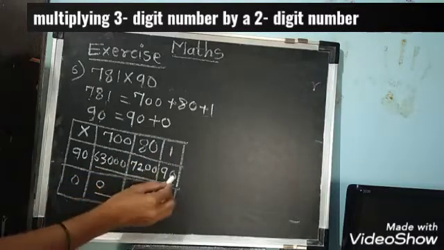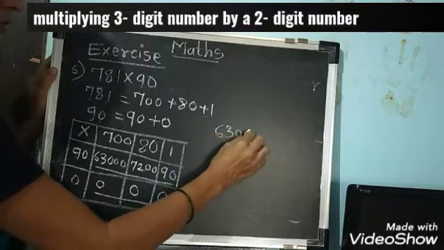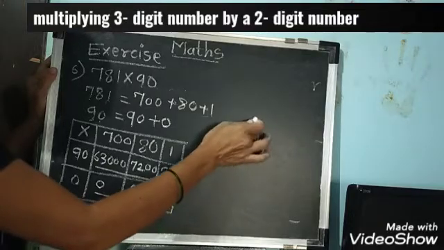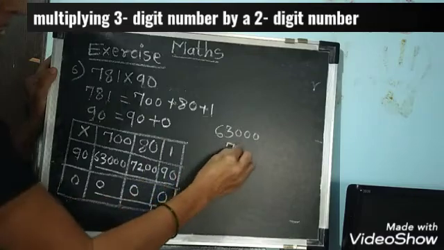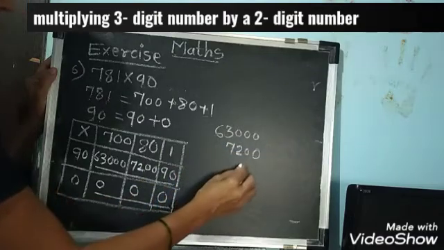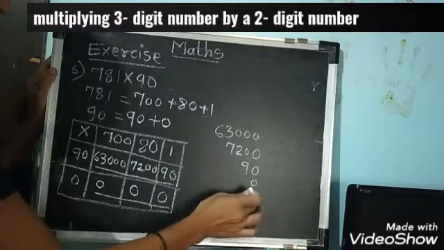Now add the 1 2 3 4 5 6 boxes. 63 and 3 zeros, that means 63,000. Then 7,200 plus 90 plus 0 0 0.